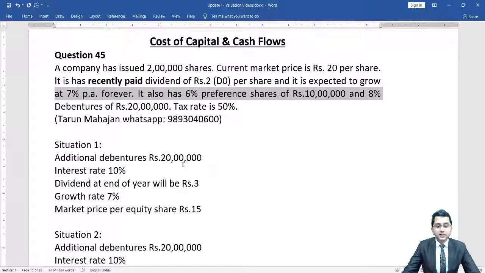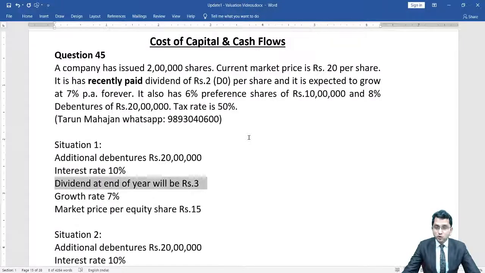It also has 6% preference shares of rupees 10 lakh. Okay, fine. And 8% debentures of rupees 20 lakh. Income tax rate is 50%. Situation 1: Company will issue additional debenture of 20 lakh rupees at an interest rate of 10% per annum.